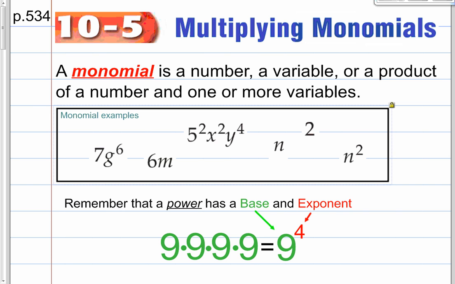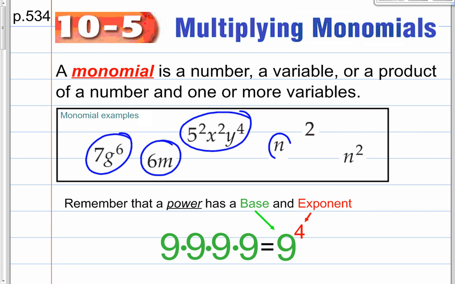You have 7 times g to the 6th power, that's a monomial. 6 times m, that's a monomial. 5 to the 2nd power times x to the 2nd power times y to the 4th power, that whole thing is a monomial. Or just a variable by itself like n, that's a monomial. Or even a number, coefficient, constant, that's a monomial. Even n to the 2nd power is a monomial.